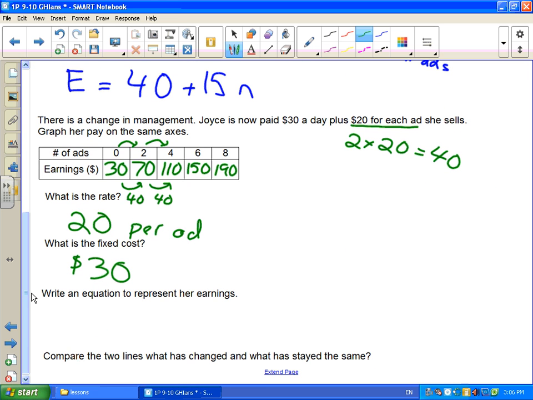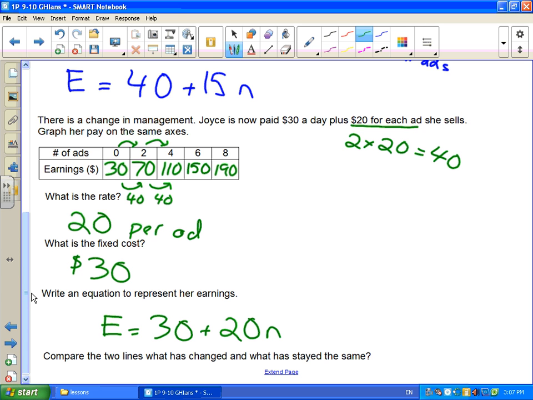So let's put all of this together into an equation to represent her new earnings. E equals, how would you calculate her earnings here? E equals 30 plus 20 times n. Perfect. E equals 30 plus 20 times n. 30 is our fixed cost or our fixed pay. 20 is our rate.